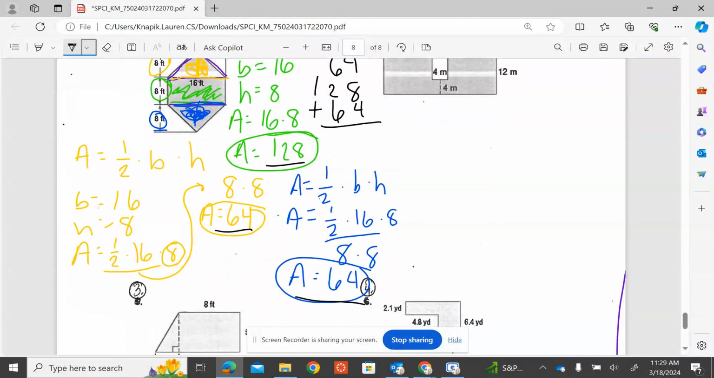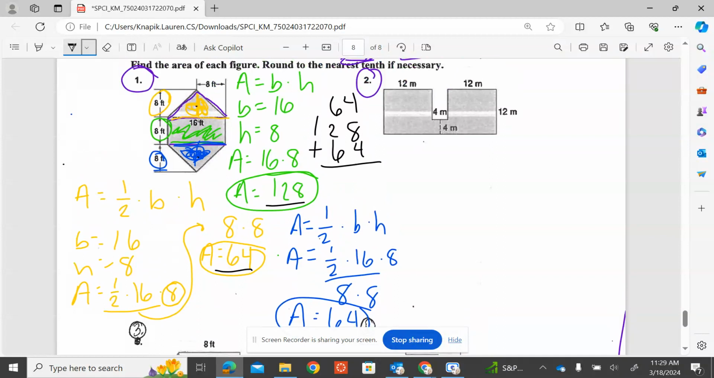Some of you might have noticed that your 2 triangles, when you put them together, they equal the area of the rectangle. If you understood that, you can add it that way, but we're just going to go ahead and add this way. So 4 plus 8 is 12. 12 plus 4 is 16. We have our 6, carry our 1.